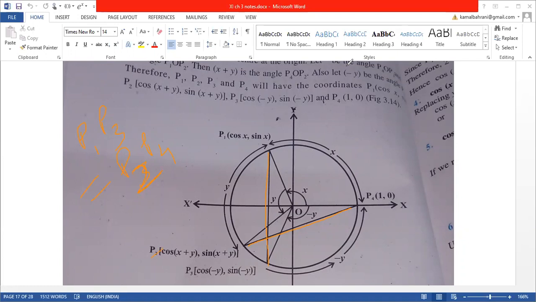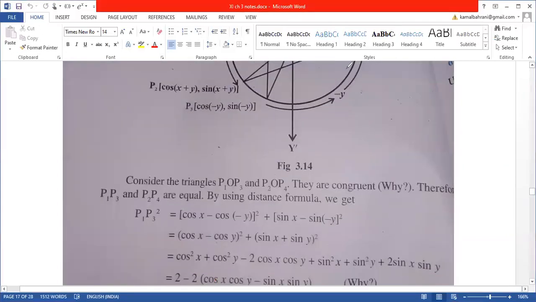Now you know the distance formula. Do you remember the distance formula? Any one of you? What is the distance formula? What will be P1 P3? We can take the whole square. This can be y2 minus y1 whole square plus x2 minus x1 whole square. So what is x2? Cos of minus y minus cos x whole square plus sine of minus y plus sine x whole square. I'll show you there only in the question because time is running out. Let's just see.